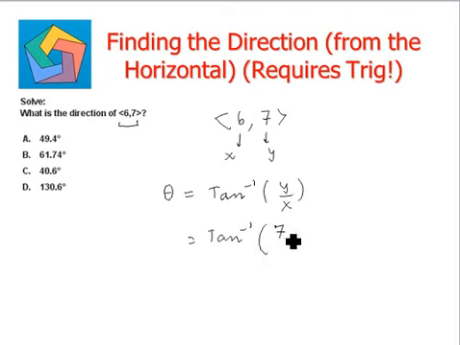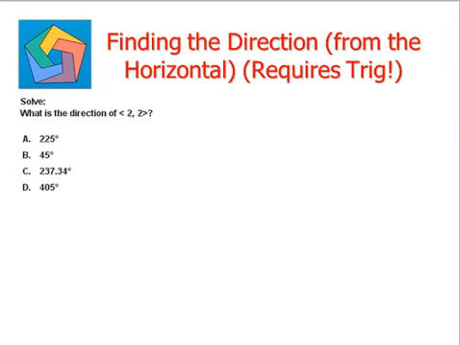So when we put this in the calculator, the value of theta comes out to be 49.4 degrees. This can be seen in option A, which is the correct answer. Let's try another question. Solve: what is the direction of the vector given by (2, 2)?